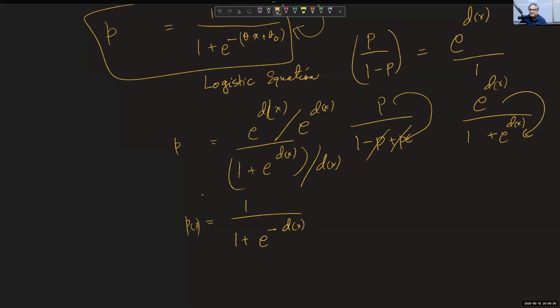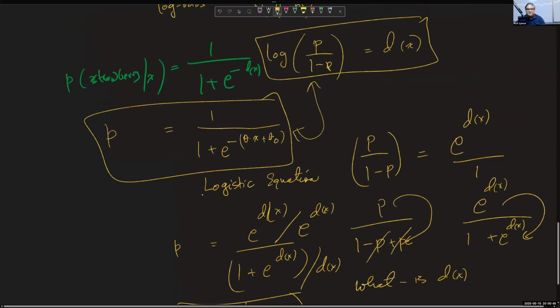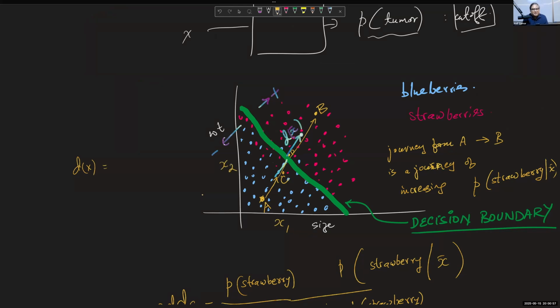Now, the only difference is, what is dx? This is, of course, the famous sigmoid equation, and I'll explain its importance. What is dx? I won't go into the derivation because it's a little bit of geometry. Take it on faith that the distance from the decision boundary, suppose I call this variable x1 and this variable x2, is given by theta naught plus theta 1 x1 plus theta 2 x2. It can be written as an equation like this. Now, that takes a little bit of geometric tricks, and I won't go into the derivation.